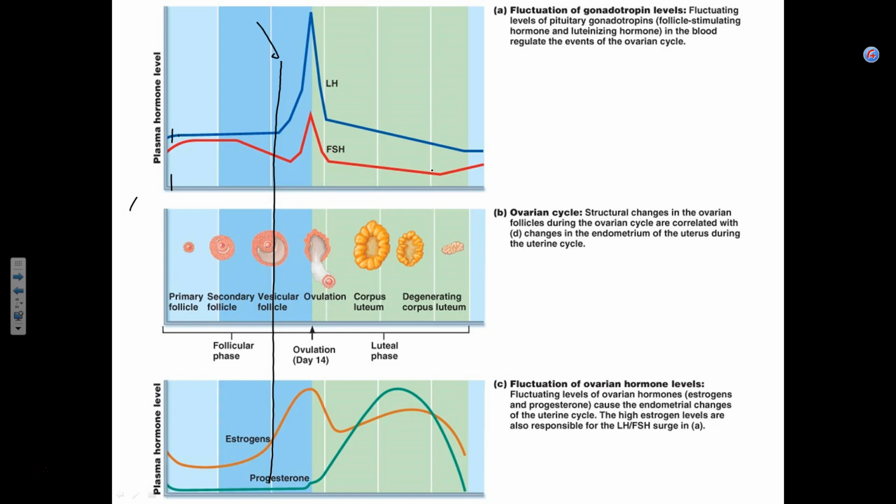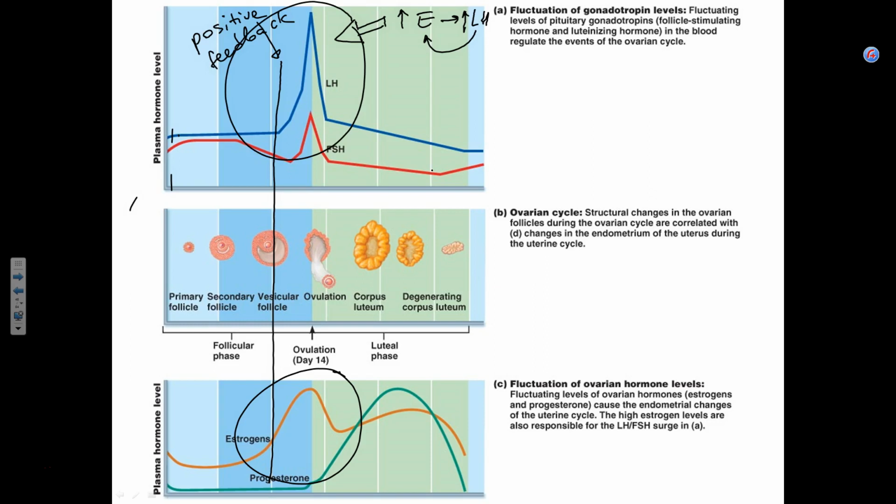Which feedback starts here? That's positive. So at this point, elevated estrogen, how does it affect the levels of luteinizing hormone? Increases luteinizing hormone. And increased luteinizing hormone, how does it affect estrogen levels? Increases them. Do you see that on the graph? Aaron, can you see on the graph that elevated estrogens elevate luteinizing hormone and vice versa?